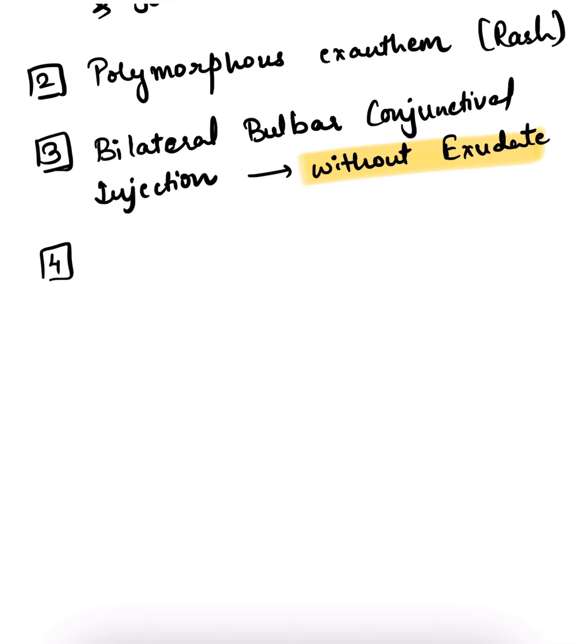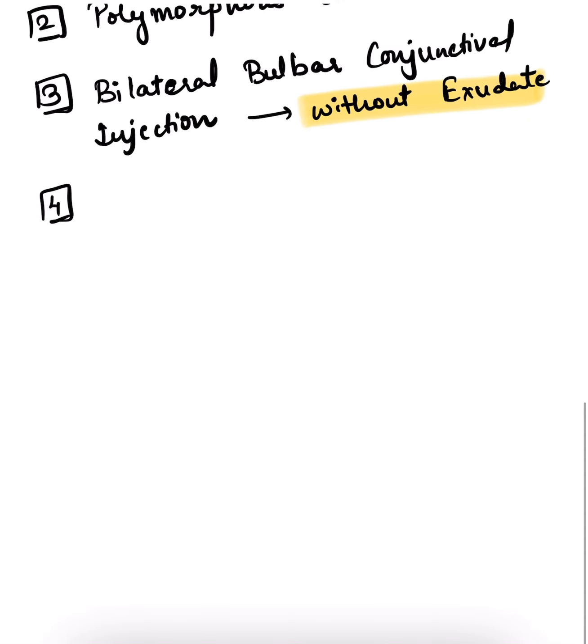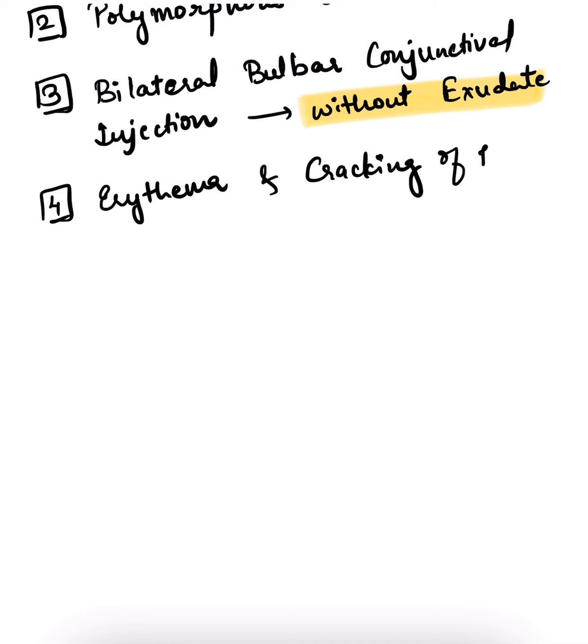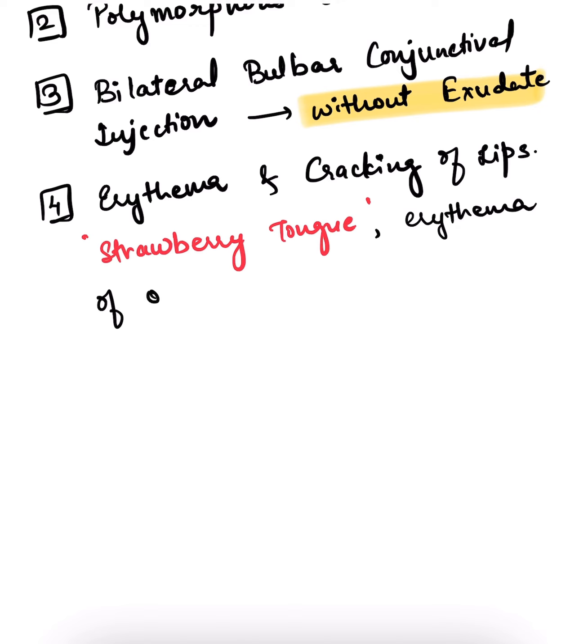The fourth change again is the erythema and cracking of lips. You can see red eyes and cracked lips, red lips, and obviously dry lips. Also strawberry tongue, which is a very important distinguishing factor in this disease. Then there is erythema of oral and pharyngeal mucosa.